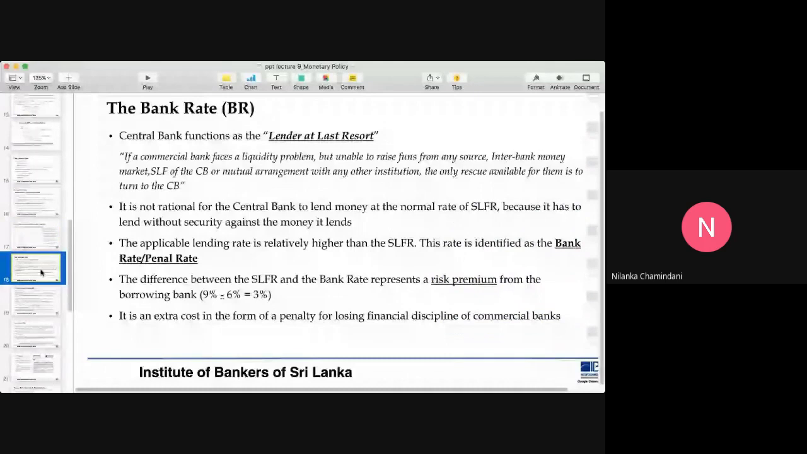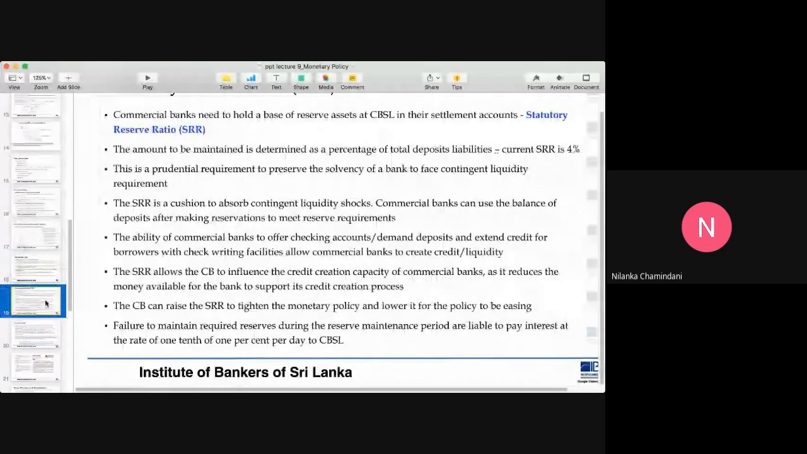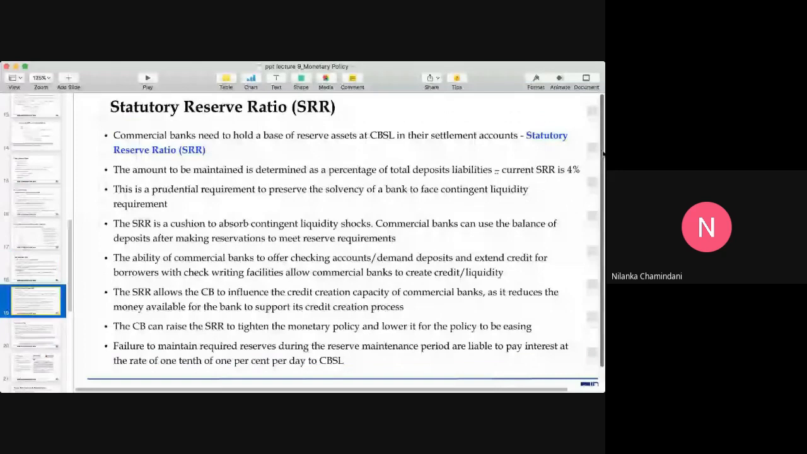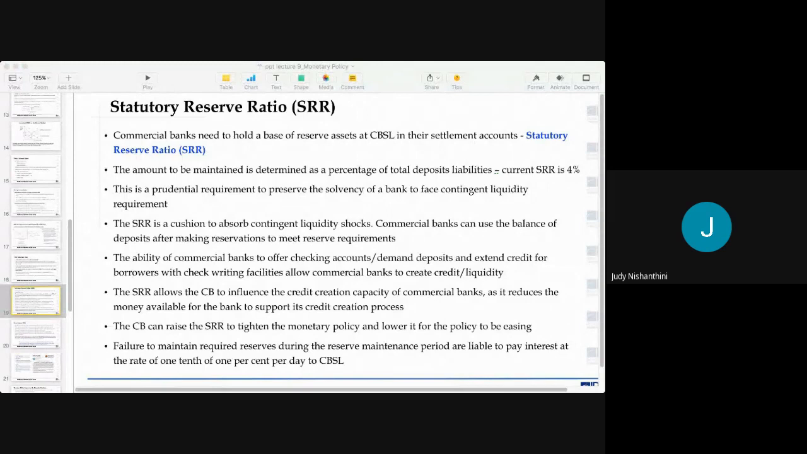And the next instrument is the bank rate. At the time, can anyone remember that we discussed this? This slide also we discussed last week. I think we have to start our discussion on the statutory reserve ratio. Can anyone please help me, have we discussed that? Remember? Yes, from SRR only we have to do this. Right, this one we have to do.